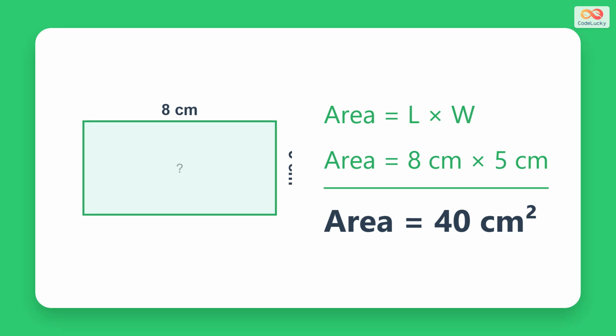Let's try an example with numbers. Here is a rectangle with a length of 8 centimeters and a width of 5 centimeters. To find the area, we multiply 8 by 5. The answer is 40 square centimeters.